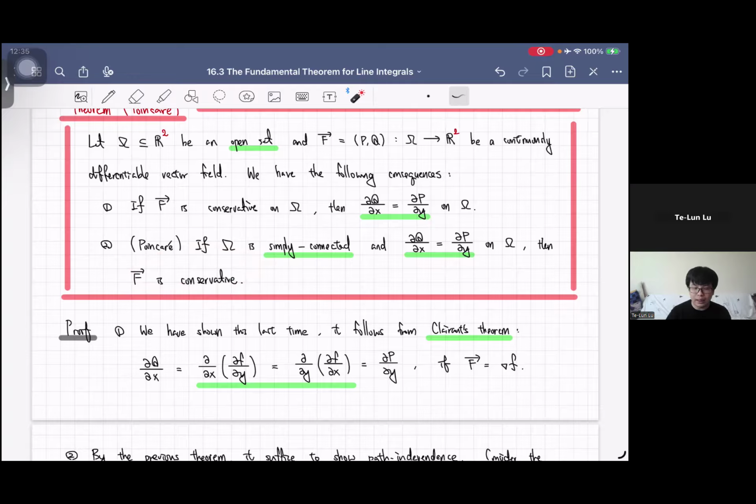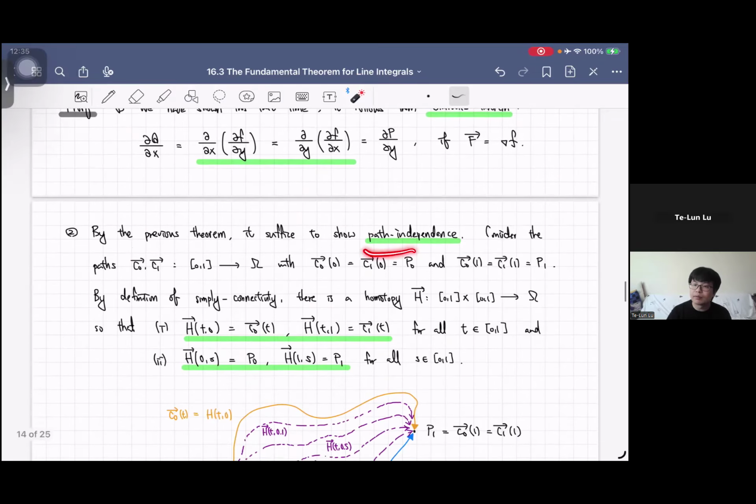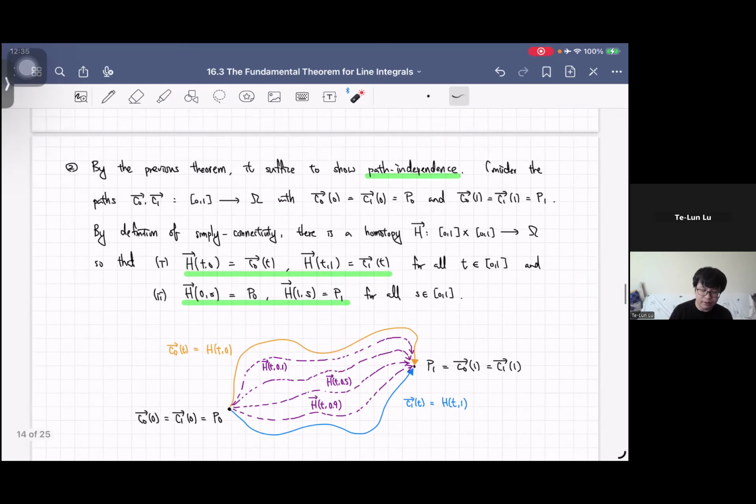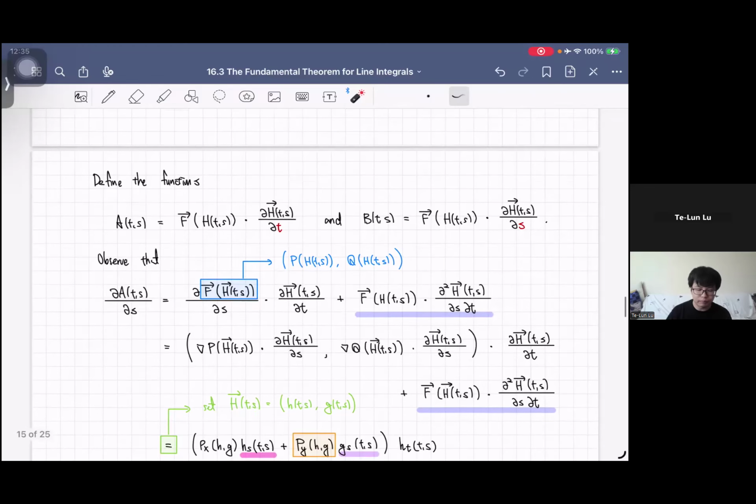We have already proven a lot of equivalent statements about conservativity, right? One of the useful statements is path independence. Basically, given two paths with the same starting and ending point, we want to show that you have the same line integral along those two curves. That is what we will show in this proof. Given C0 and C1, we want to show that their line integrals are the same, provided you have the equation partial q partial x equals partial p partial y. So let us start the proof.